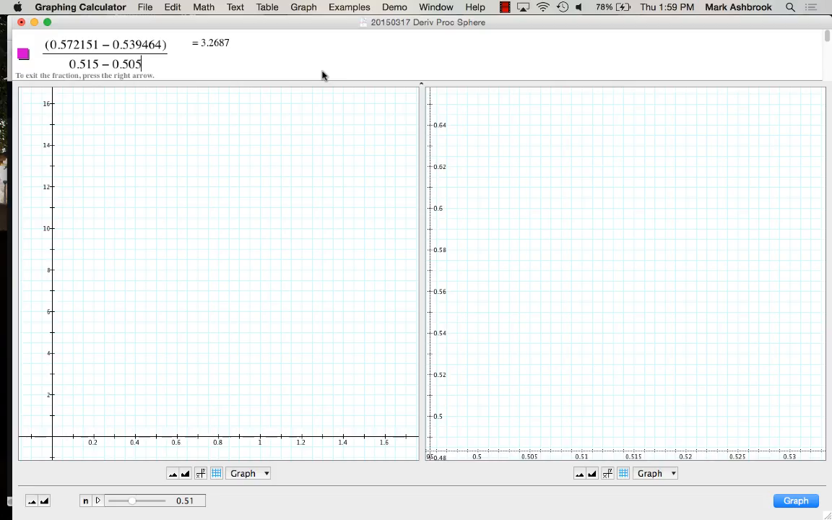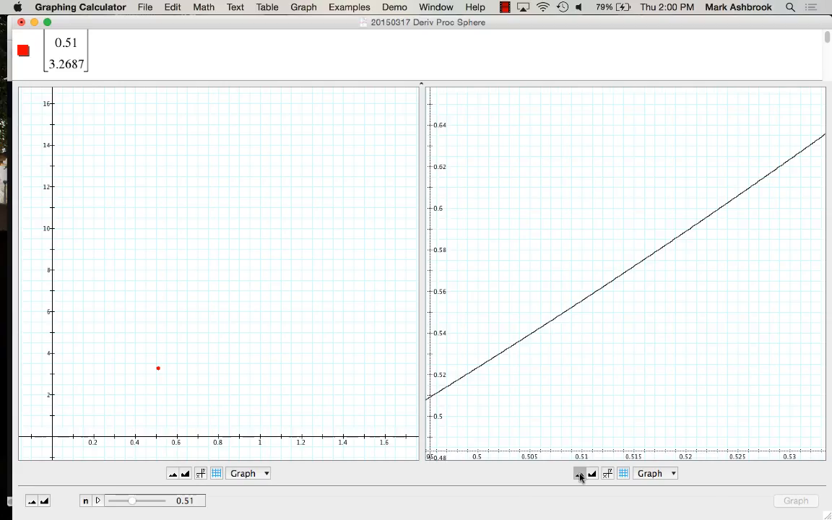How would that visually be represented in our rate of change graph? How would you represent visually what we just found? That would be the y value associated with the x value of 0.51. That's just one point corresponding to 0.51. So we got x equals 0.51, and the rate was 3.2687. So let's plot that point. There it is. Then I'll zoom back out on this graph.